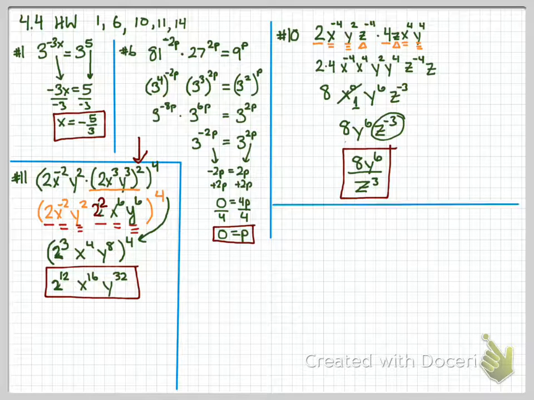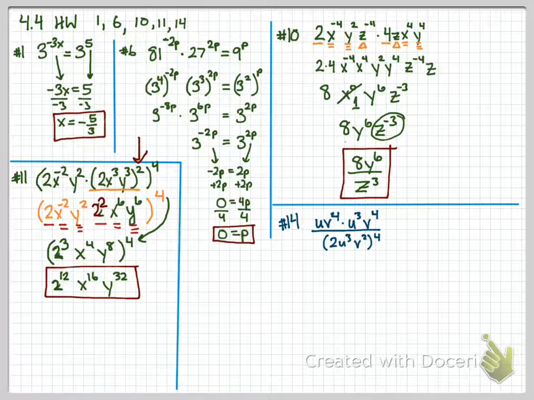Okay, last one. Now we have it in a fraction form. So let's see what we do first. Let's combine the numerator. All the u's together, all the v's together. In the denominator, let's multiply out the exponent. So it's 2 to the 4th, u to the 12th, v to the 8th.